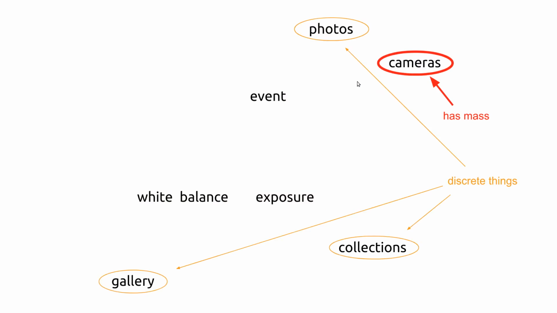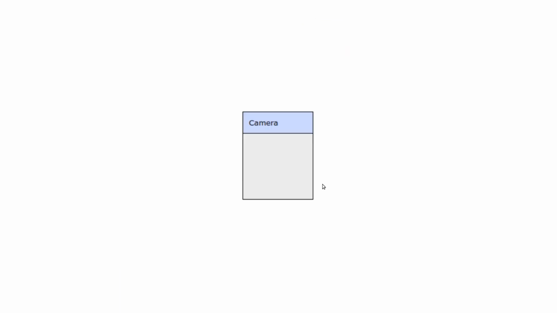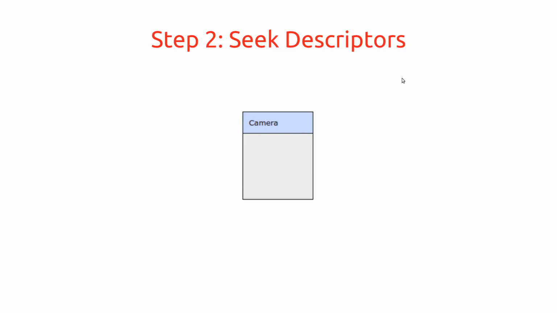The next steps might be discrete things like photos, collections, and gallery. The rest seem like either events that happen or things with changing boundaries, which go last. So we make an entity called camera, singular, not plural. Now we want to know more about camera before moving on to photo, gallery, and other topics. This is step 2, seek descriptors, which I will cover in the next video.